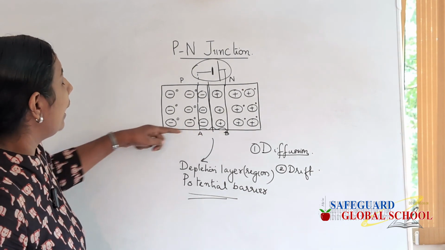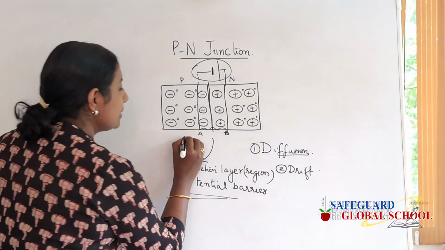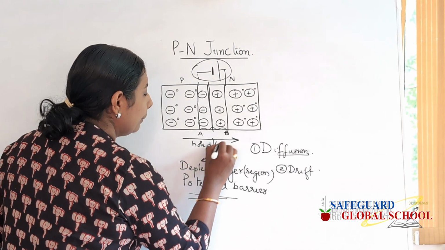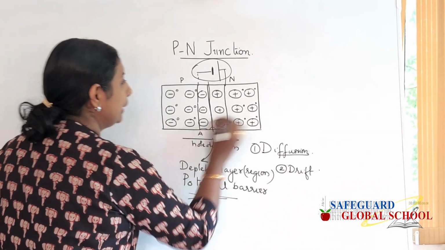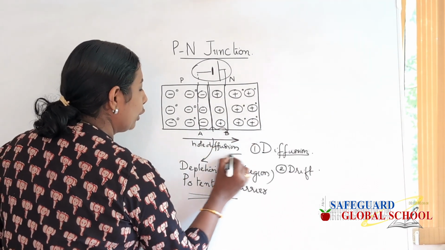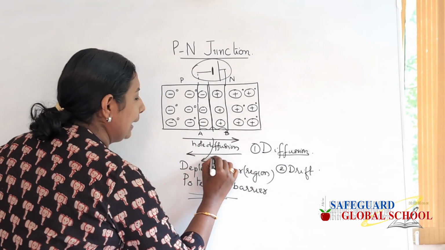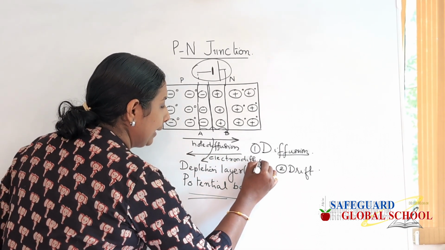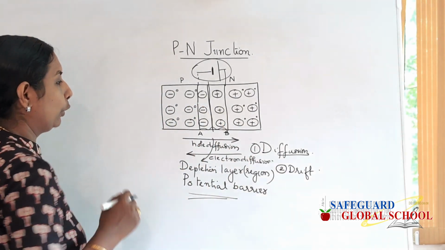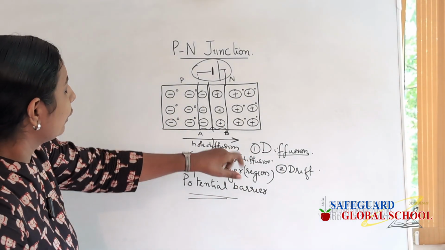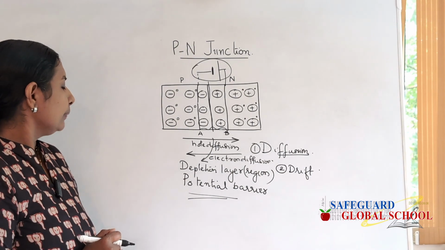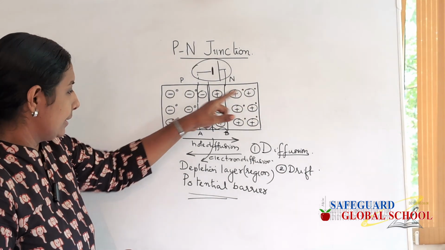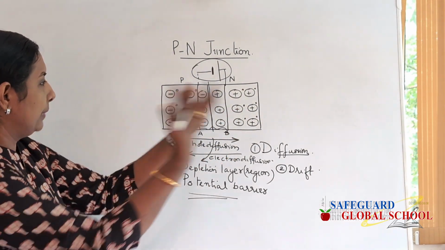So how can we draw diffusion? Here, when we draw this, this is hole diffusion, because holes are going from this side to this side. And from here, when we draw it like this, it is electron diffusion. Both are marked in your textbook. Please refer to your textbook. Hole diffusion and electron diffusion. So that is it. Hole diffuses from left to right in this figure, and electron also diffuses from there to here.